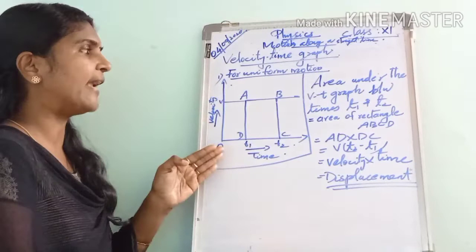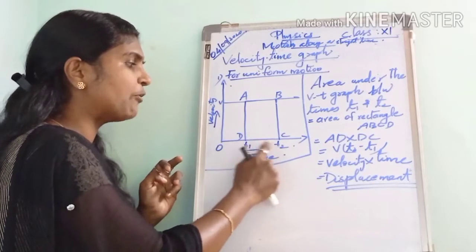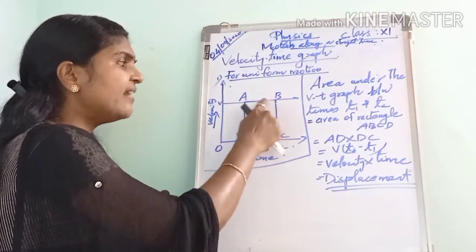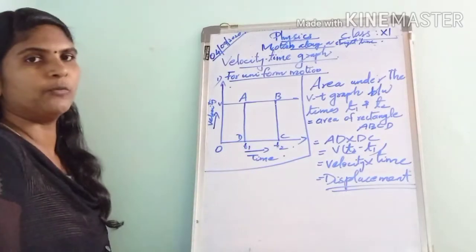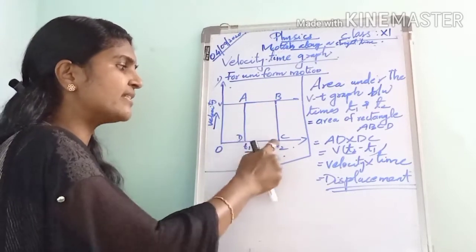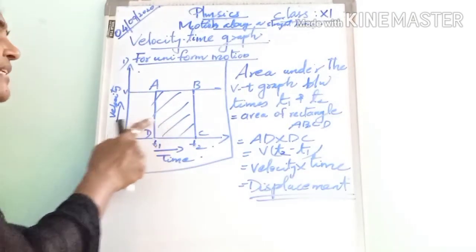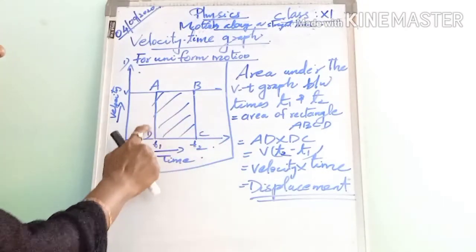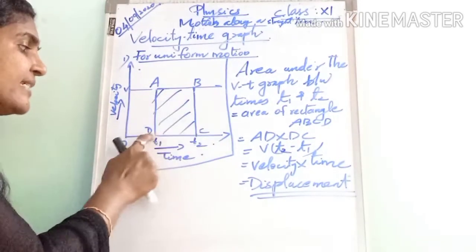Here we take the area under the velocity time graph between the time intervals t1 and t2. We have to find the area under the velocity time graph AB between t1 and t2. For that we draw the perpendiculars AD and BC towards t1 and t2. So the area under the graph between t1 and t2 is equal to the area of the rectangle ABCD.